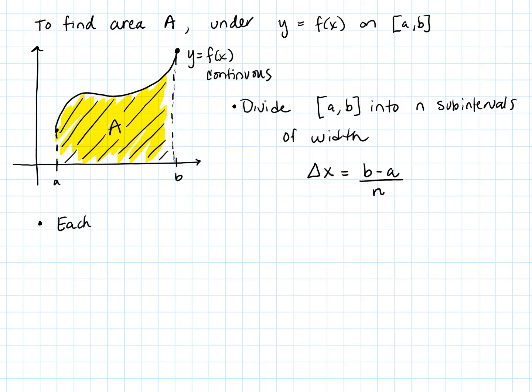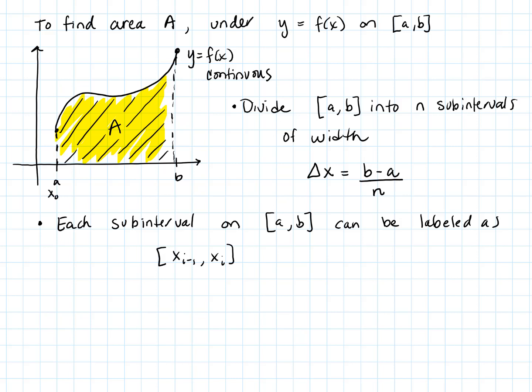So each subinterval on a to b can be labeled as x sub i minus 1 to x sub i. For instance, a is x sub 0, and then we have x1, and then x2, dot, dot, dot, till we get all the way out here. This guy is x sub n minus 1, and the last point, x sub n, is the endpoint, b. So this is for i equals 0, 1, 2, all the way to n.